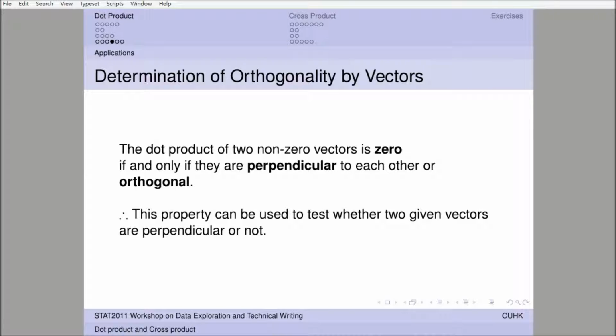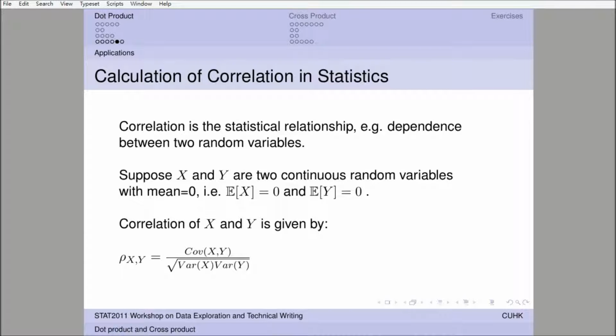The second one is determining the orthogonality of two vectors. Since the dot product of two non-zero vectors is zero if and only if they are perpendicular to each other or orthogonal, this property can be used to test whether two given vectors are perpendicular to each other or not. The third one is calculating the correlation in statistics.